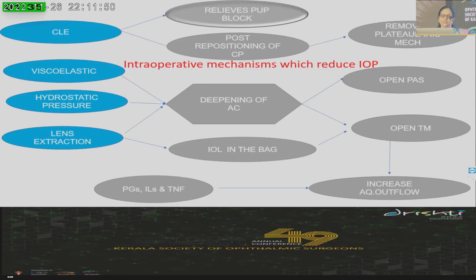So how does the IOP fall? Intraoperative mechanisms: injection of viscoelastic, the force of fluids increasing the hydrostatic pressure, the lens extraction, putting the IOL in the bag, all these will deepen the anterior chamber, open the angle and open the trabecular meshwork and increase the outflow. Along with that, the release of prostaglandins, interleukins, etc. also play a role. The clear lens extraction will relieve the pupillary block and it will also remove the plateau iris component.